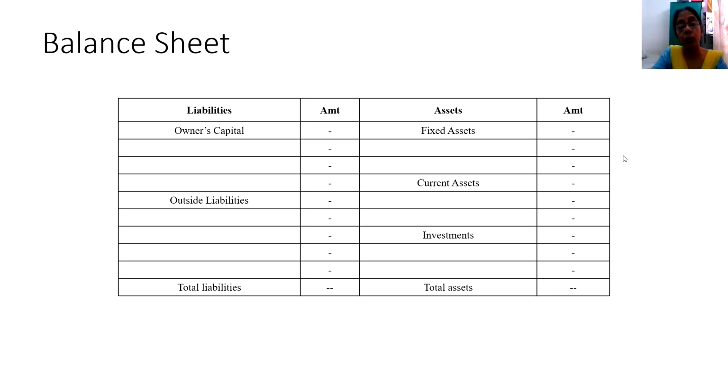So in what forms do assets exist? Assets can either be in the form of fixed assets, it could be in the form of current assets, and it could also take the form of investments. Fixed assets are those which are retained in the business for more than 1 year's period of time.